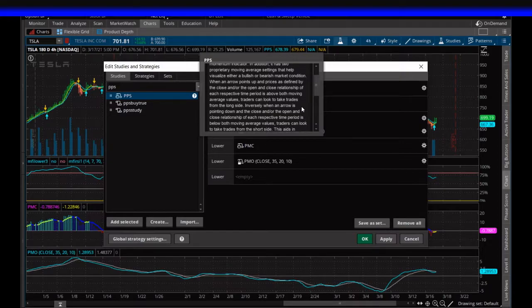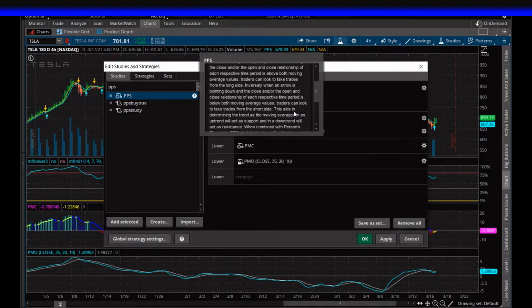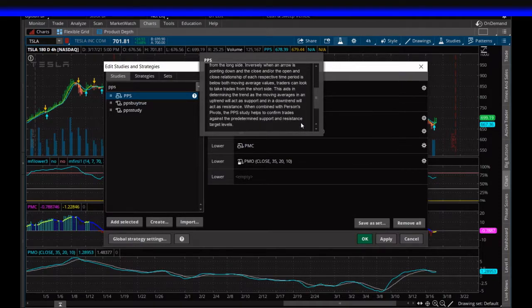Inversely, when an arrow is pointing down and the close and/or the open and close relationship of each respective time period is below both moving average values, traders can look to take trades from the short side. This aids in determining trend, as the moving averages in an uptrend will act as support and in a downtrend will act as resistance. When combined with Person's Pivots, the PPS study helps to confirm trades against the predetermined support and resistance target levels.